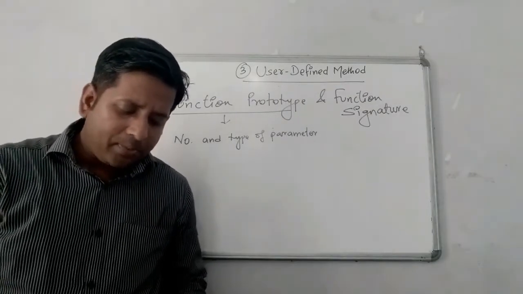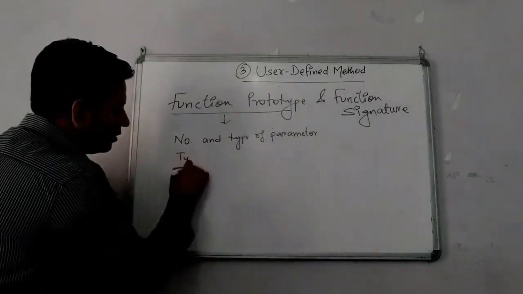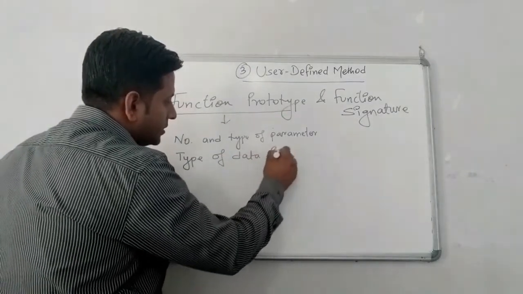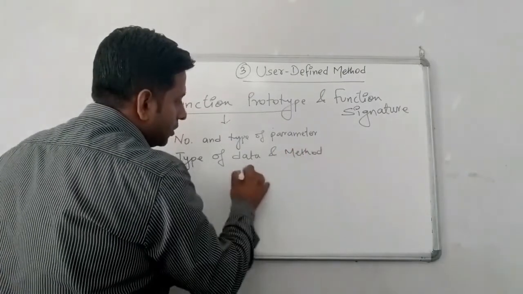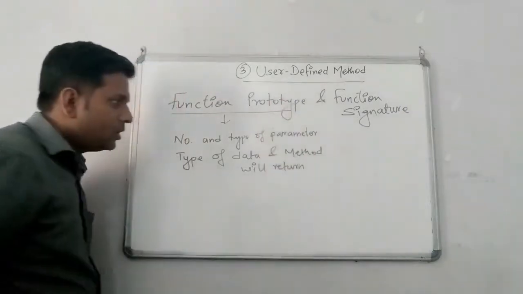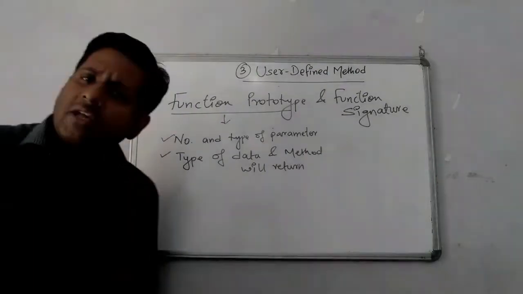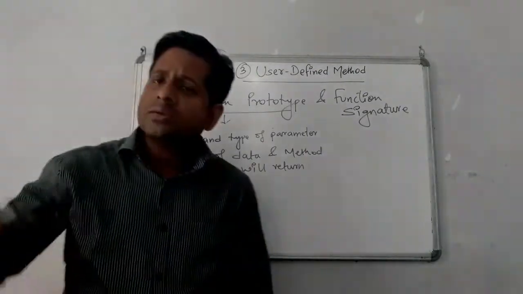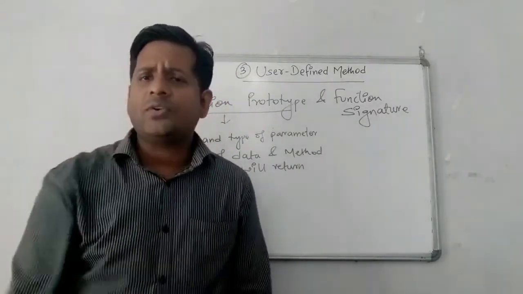Secondly, the type of data the method will return. So these two pieces of information, where do we get them from? From the function prototype. Function prototype is the first line of function definition. First line. Now what is the first line?